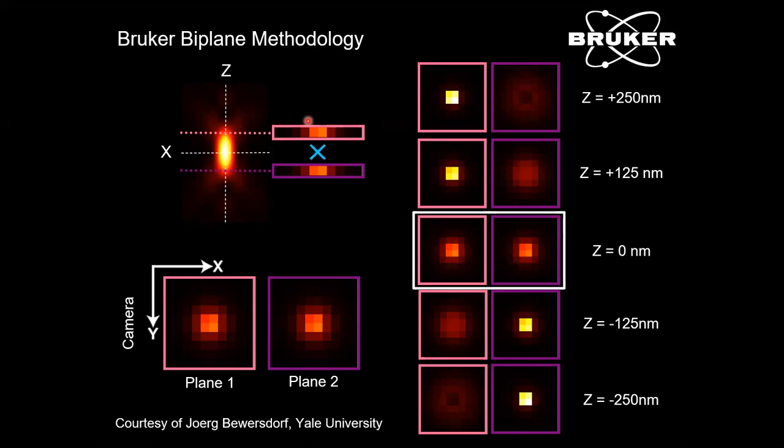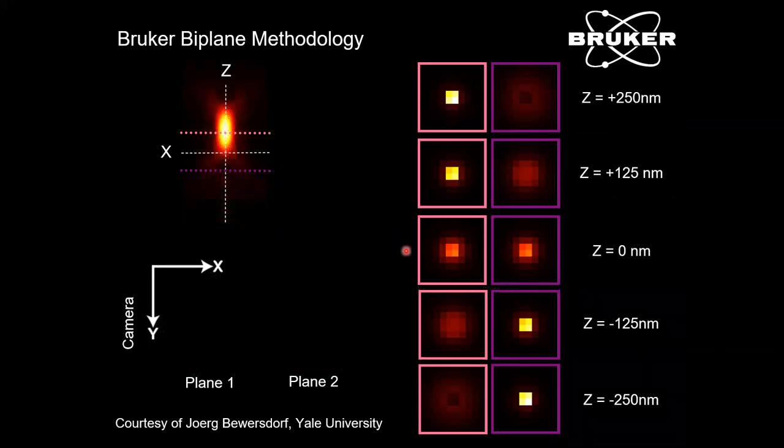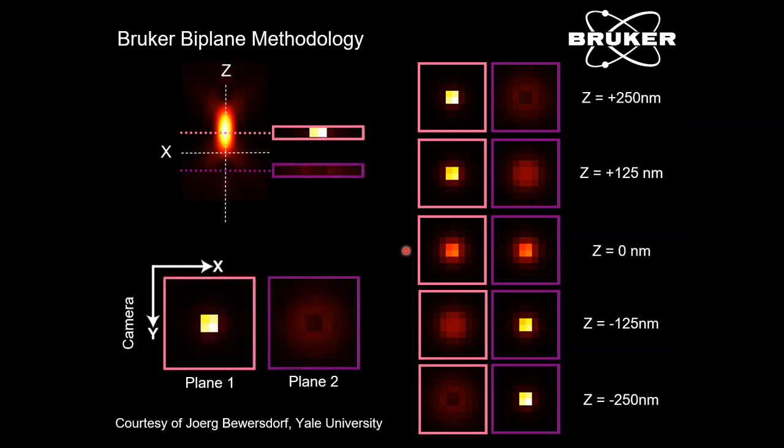This table can then be used to identify the Z positions of other molecules. For example, if a molecule is located at the focal plane, both planes will be in focus. In contrast, if the molecule lies above the focal plane, its two resulting point spread functions will look like this, and we can identify the Z position as a positive 250 nanometers.